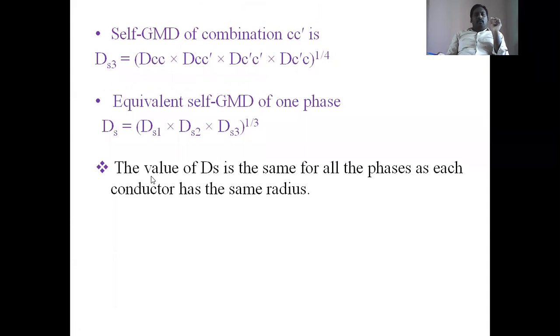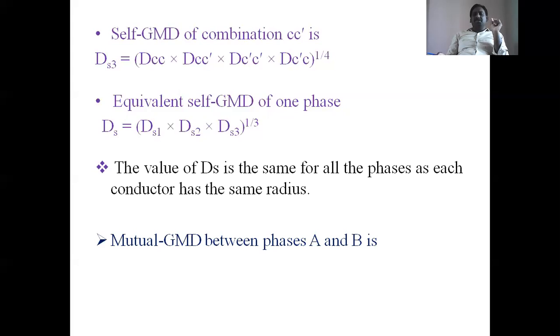And the value of DS is the same for all phases. Is it the same for all phases? Phase A, phase B, phase C. As such, the conductors have the same radius. The phase A conductor has the same radius, so the DS value is the same. The conductor A has the same radius as B and C. DS is the same for the three phases A, B, C.